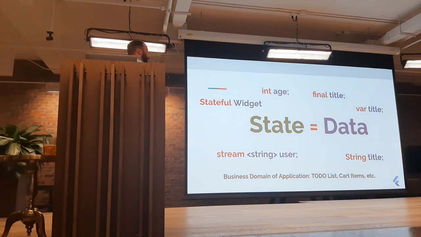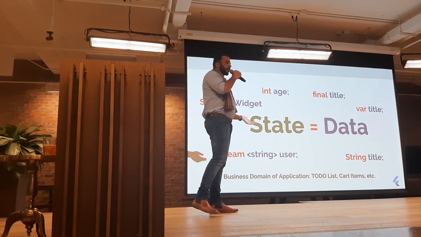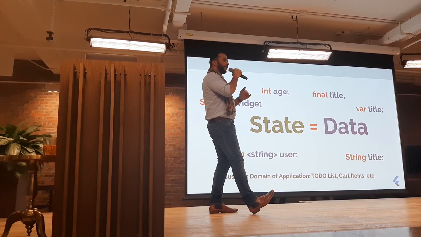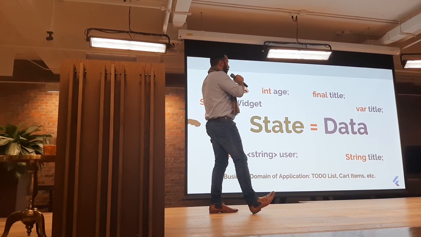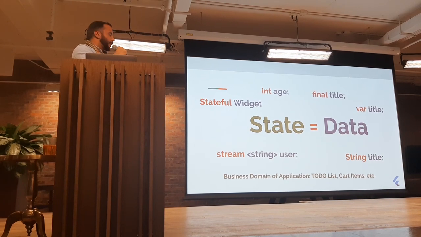So your data is what's called the business domain of your application. In the case of a to-do list, your business domain is the to-do list, the app that has the list of items that you want to do or check off, and so on. So the data of your app is the state of your app.